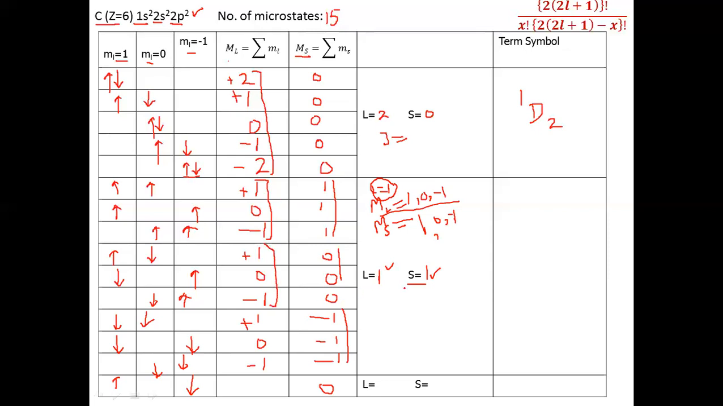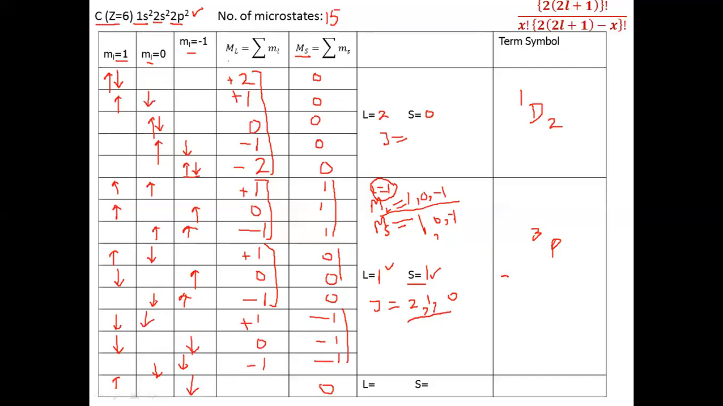Now L is 1, the symbol is P. S is 1, so 2S plus 1 is 2 into 1, 2, 2 plus 1 is 3. The symbol is 3P if we don't consider J value. If we calculate J, J will be L plus S is 2, L minus S is 0. We have to go from 2 to 0 by difference of 1. So 2 minus 1 is 1, 1 minus 1 is 0. We can have 3 J values.